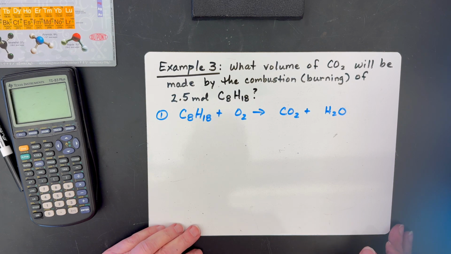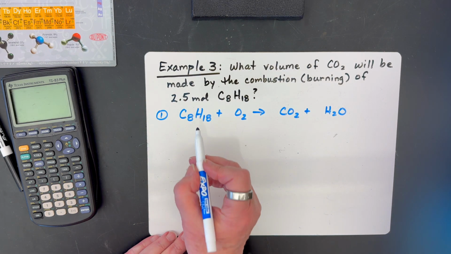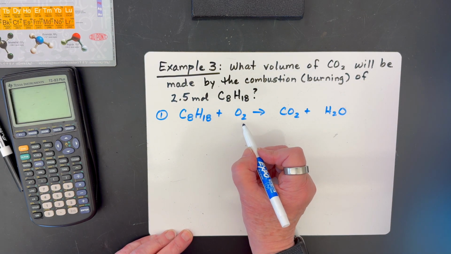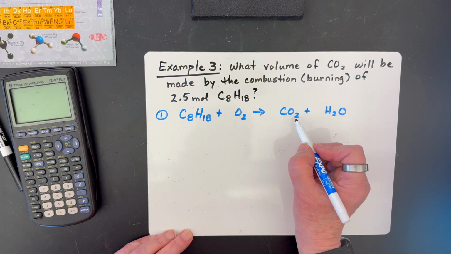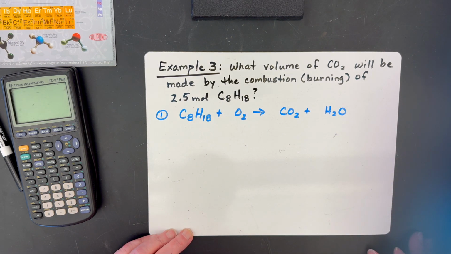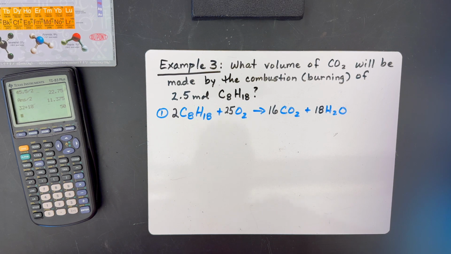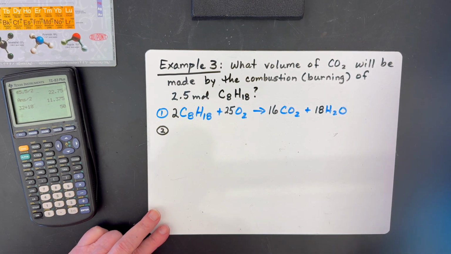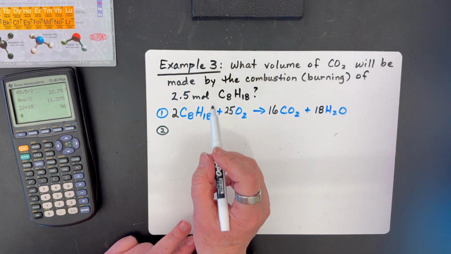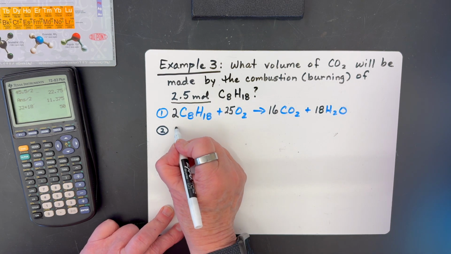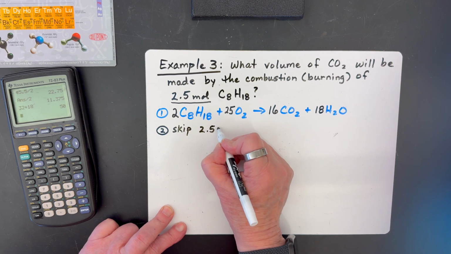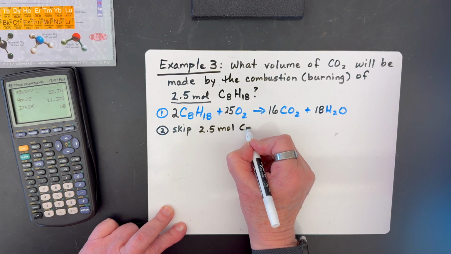So the first thing we need is a balanced equation. Octane, oct means 8. So octane is C8H18. You always need oxygen in a combustion reaction, and it breaks it down completely into CO2 and H2O. Next, we need to balance this. Here's our equation balanced. Next, we need to convert whatever we're given into moles. But we were given moles. So we get to skip this step because we already know it's 2.5 moles of octane because we were given that.